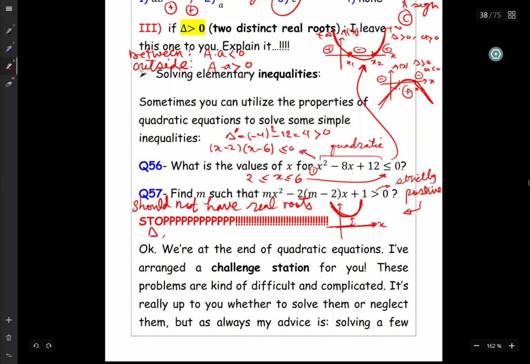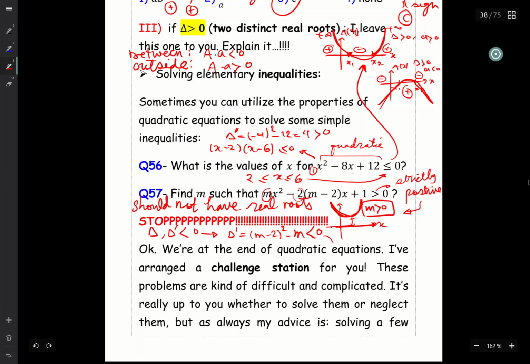So delta or delta prime should be negative. So delta prime, because there is a factor of 2, is m minus 2 squared minus m. It should be strictly negative. And then if this is the case, the sign of the quadratic equation agrees with the sign of the coefficient of the leading term m. So m should be strictly positive.